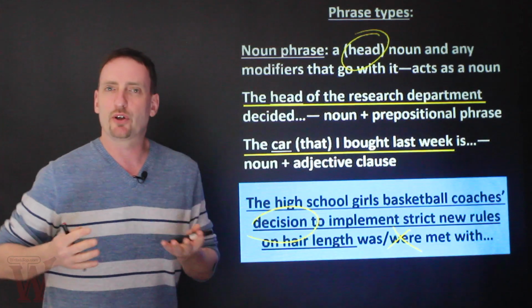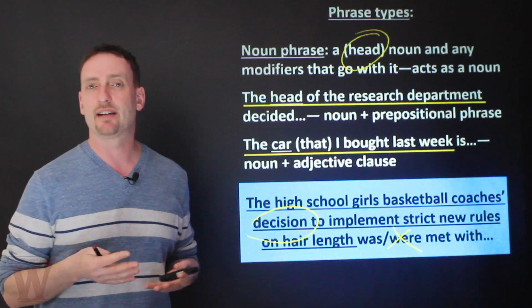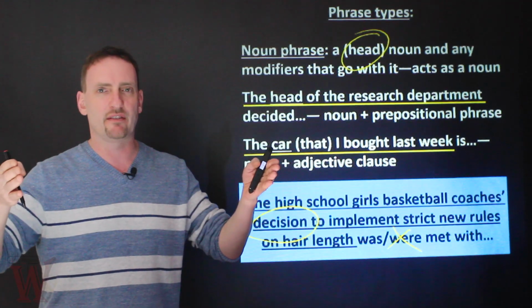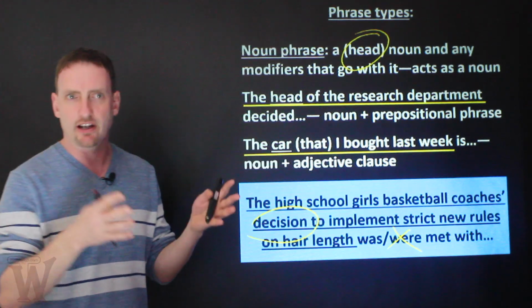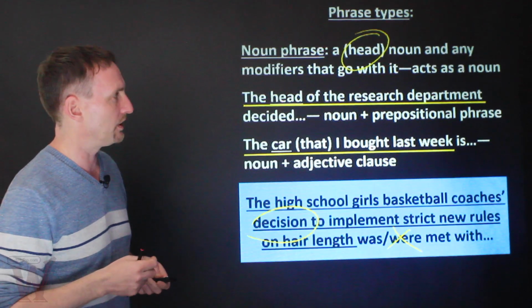Again, the reason I'm showing you this is because you're going to see a lot of sentences, especially in your readings, in your academic readings, that the head noun and the main verb are far apart. You need to recognize what is happening. You need to recognize the phrase, identify the head noun, make your verb agree.